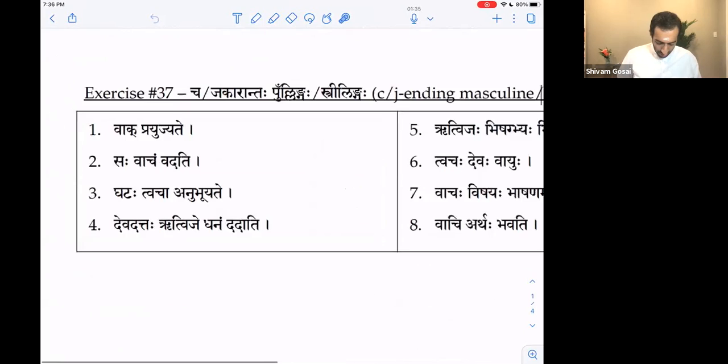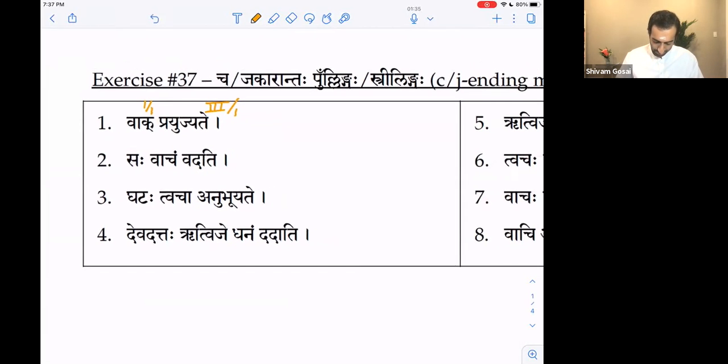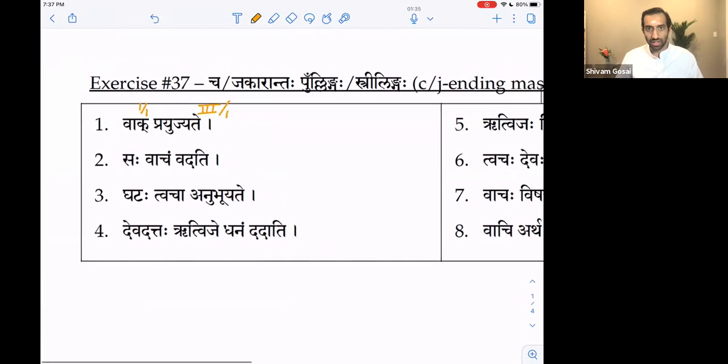First of all, when we're looking at these sentences, we can write it all in detail or we can just look at it briefly. So here we'll look at it briefly, right? Prayujyate. It's the third one. We'll talk about what it is, but we know you see that te, so it's going to be third person. And then vak. Vak is going to be from vach shabda. So vak is 1-1. Vak, vacho, vachaha. Vacham, vacho, vachaha. Etc.